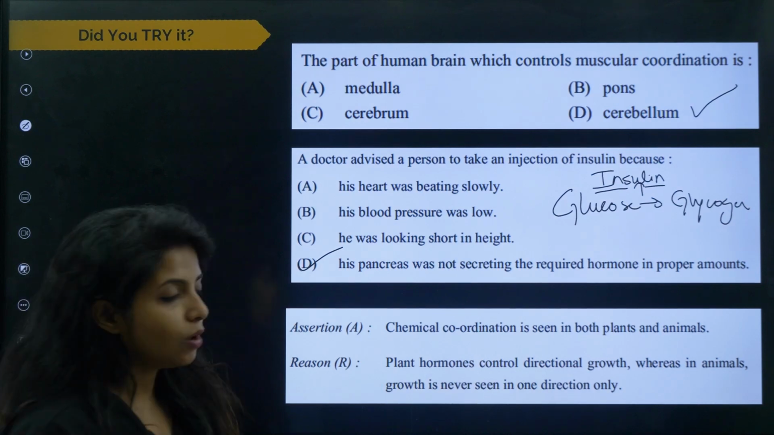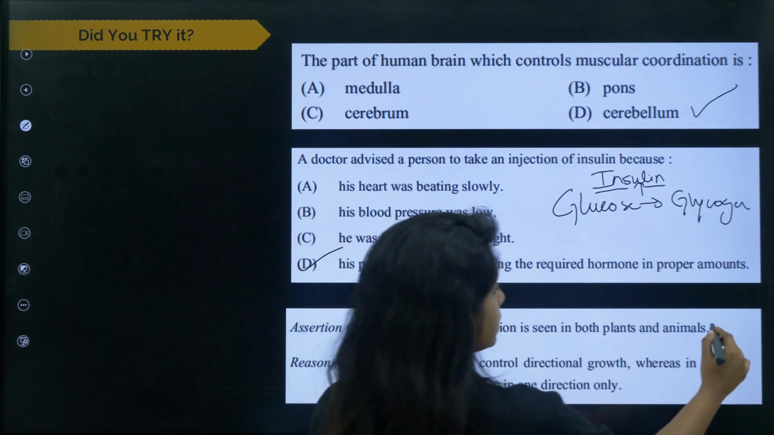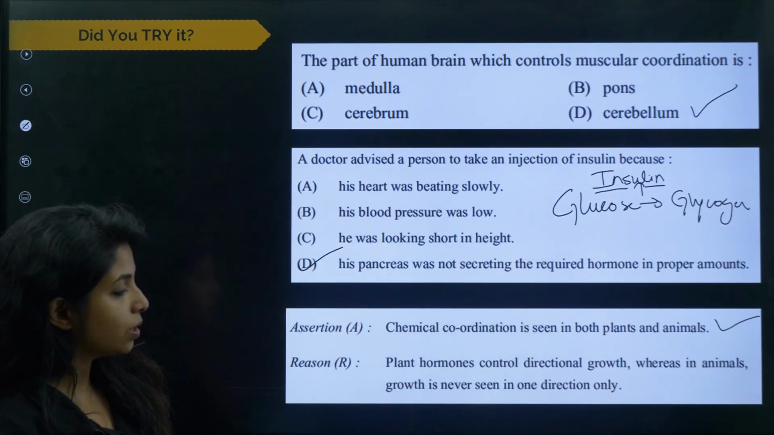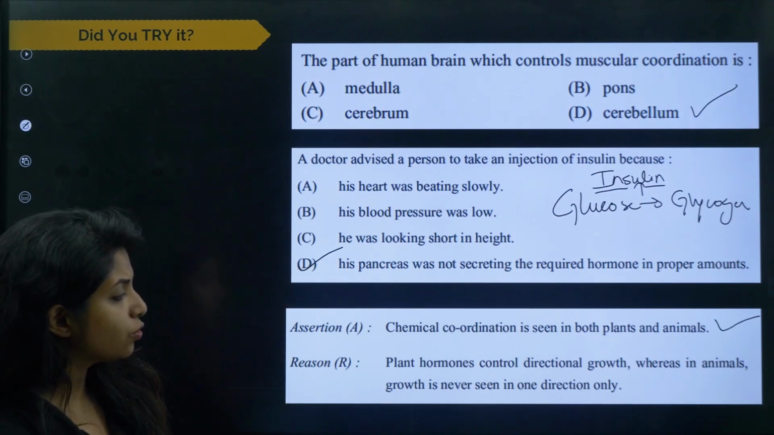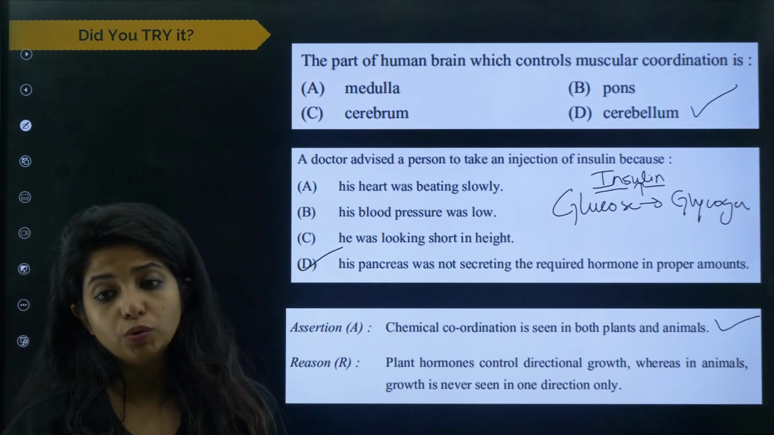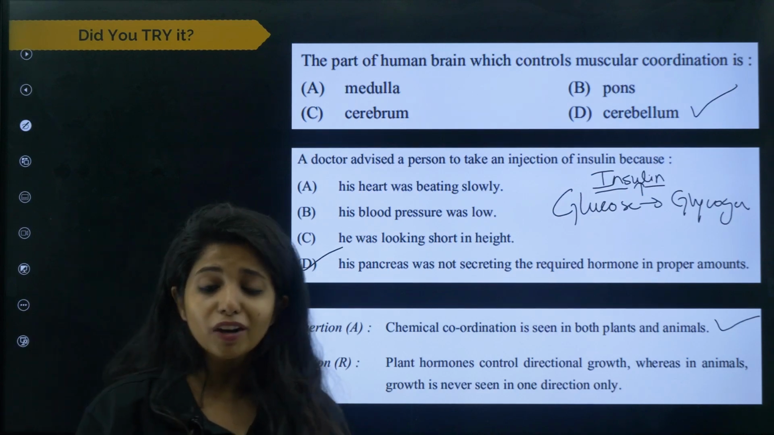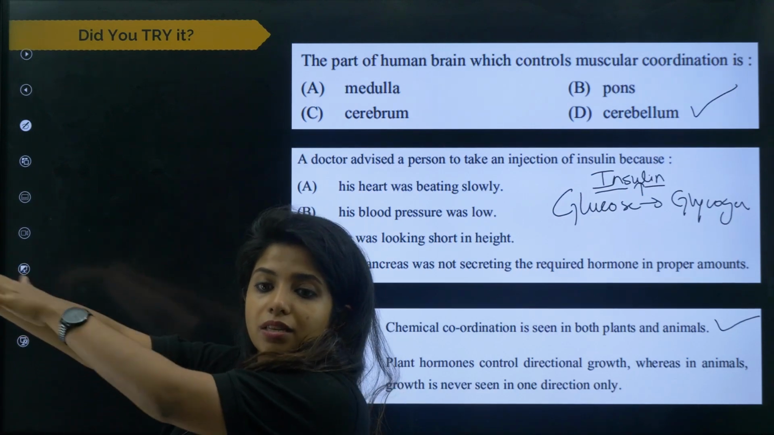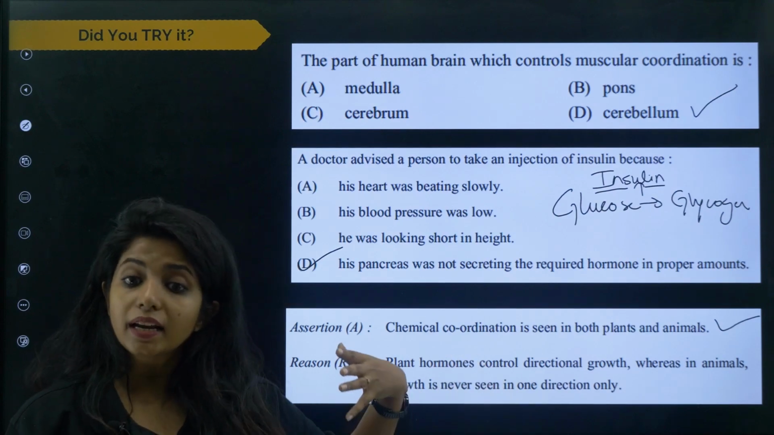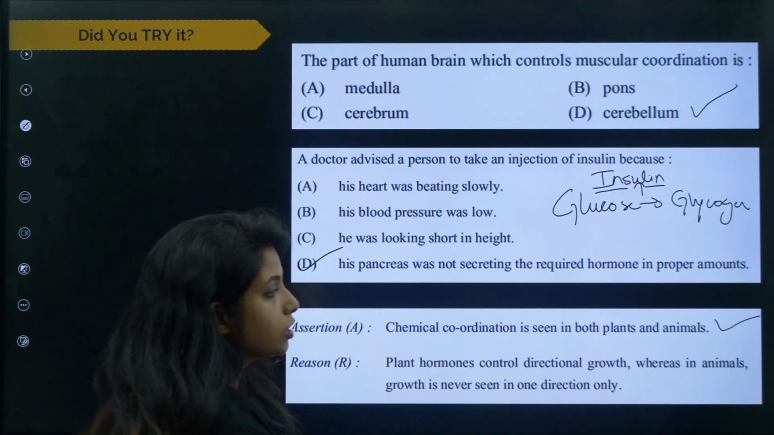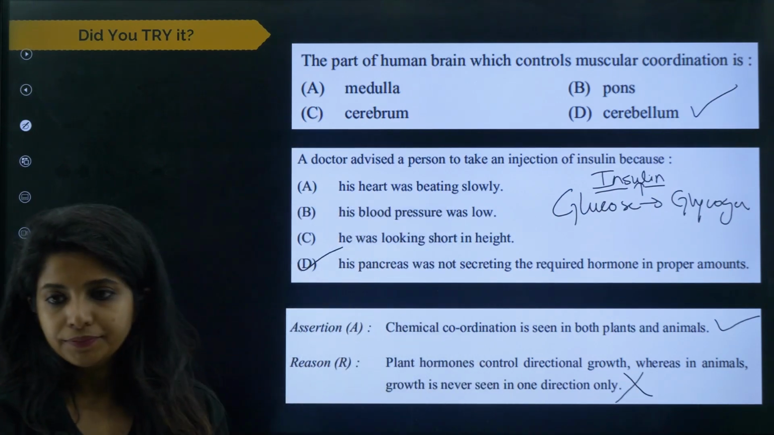Now, chemical coordination is seen in both plants and animals. Agree? Yes, hormones are being produced, so obviously it is seen. Assertion is true. What about the reason? Plant hormones control directional growth, whereas in animals growth is never seen in one direction only. It's not like that. Animals definitely show growth in one direction. Your hand will be growing like this rather than this. Right? Even plant hormones control directional and non-directional growth as well. So your reason becomes false.